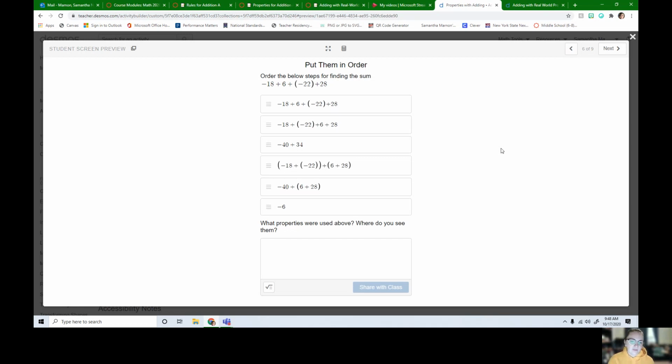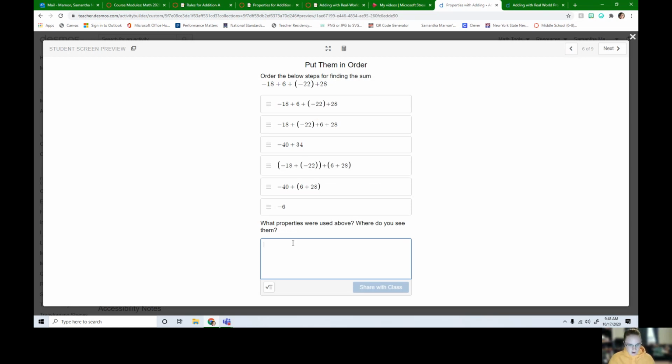Okay, so now I'm going to show you the order to put them in. You can work top to bottom or bottom to top. I'm going to work top to bottom. So when I see this and I look at the other steps, I'm noticing they're putting all the negatives together and the positives together. So actually this card that I already have here works. They're using the commutative property to swap the 6 and the -22.